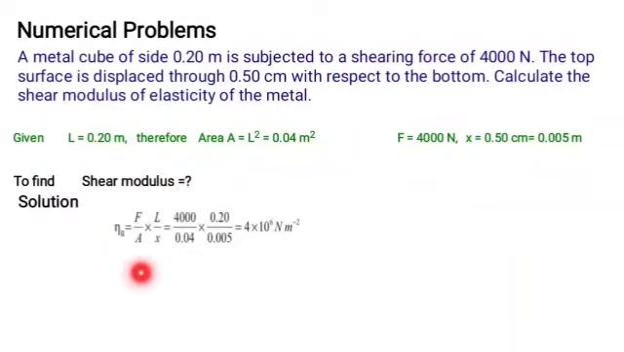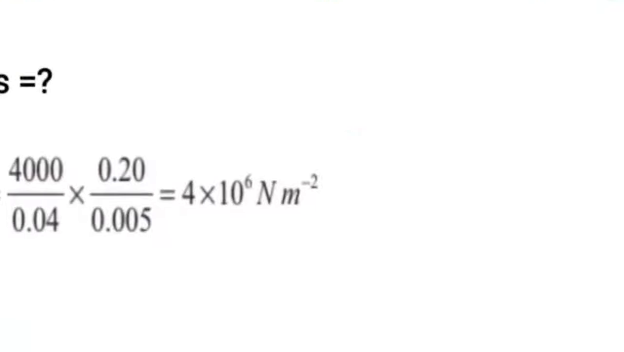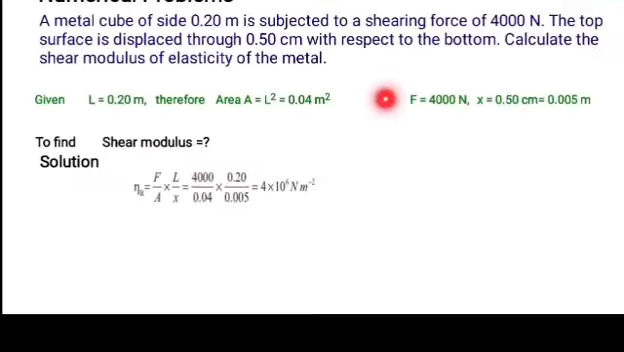which is given by force per unit area multiplied by the ratio of length upon displacement. Substituting the value of F, L, A and x, it comes out to be equal to 4 into 10 to the power 6 Newton per meter square.